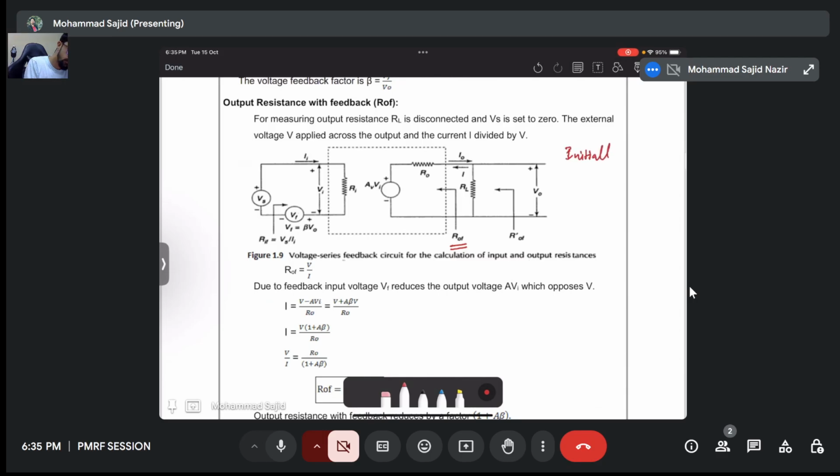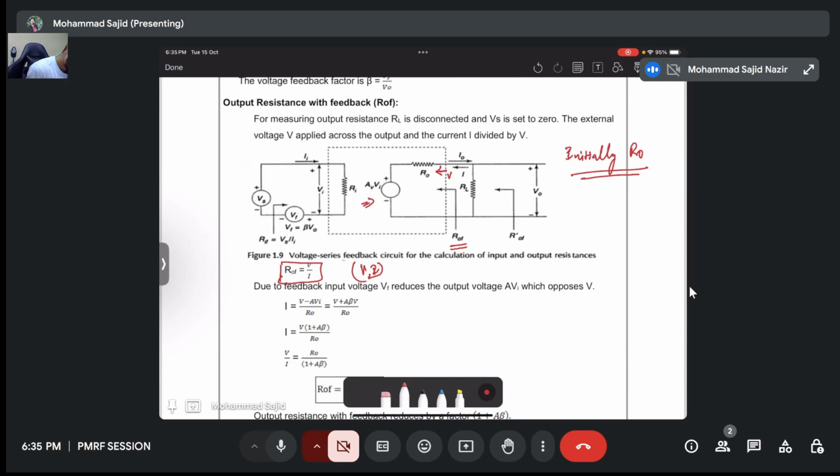When we calculate the output resistance, we short the input voltage, that is Vs. So let's say the test source at the output is V, with current I at the output. So my R_of will be V by I. Due to feedback, the input voltage Vf reduces the output voltage. The current I is flowing through this network, so my I will be the voltage here, that is the test source, V minus AVi, divided by R_o.